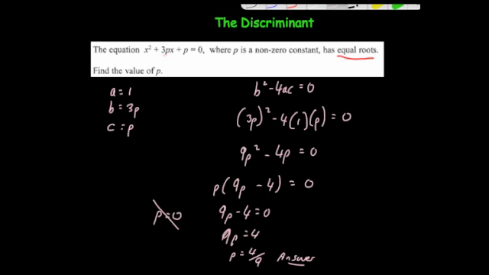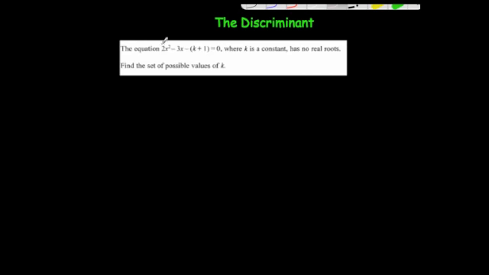For our next example, we have the equation 2x squared minus 3x minus (k plus 1), all in brackets, equals 0, where k as a constant has no real roots. Find the set of possible values of k. Before you watch the rest of this video, I'd recommend you watch the video on solving quadratic inequalities and the importance of sketching curves for that.